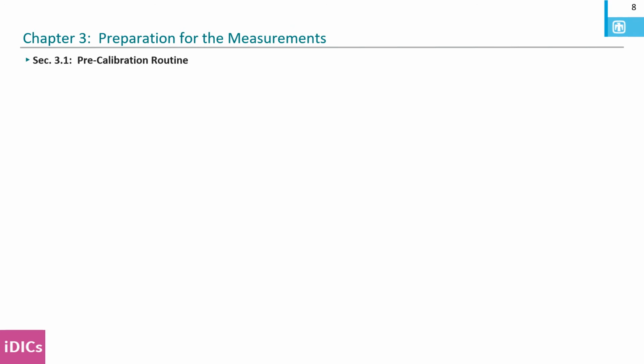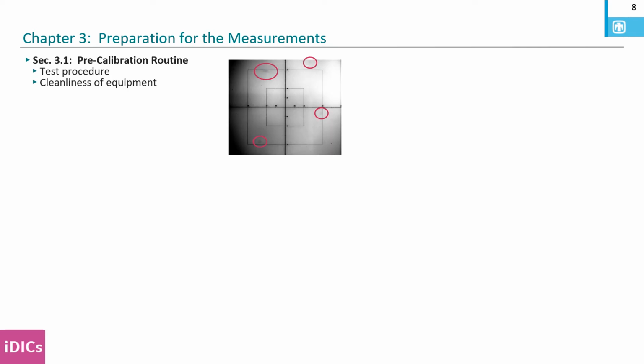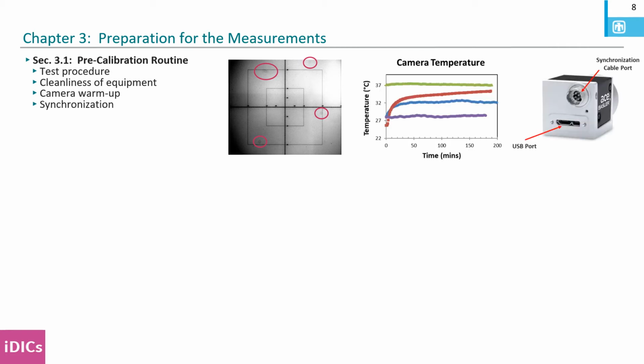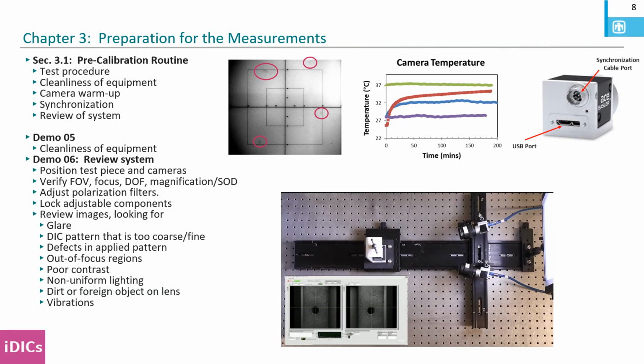Chapter 3 then moves from design of your measurements to preparation for the measurements in the actual laboratory. And here we'll first talk about your pre-calibration routine, including going over the overall test procedure, checking the cleanliness of your equipment, discussing camera warm-up time, synchronization of your cameras, both from one camera to the other for stereo DIC, as well as between your DIC measurements and your other DAQ systems, and then an overall review of your system.